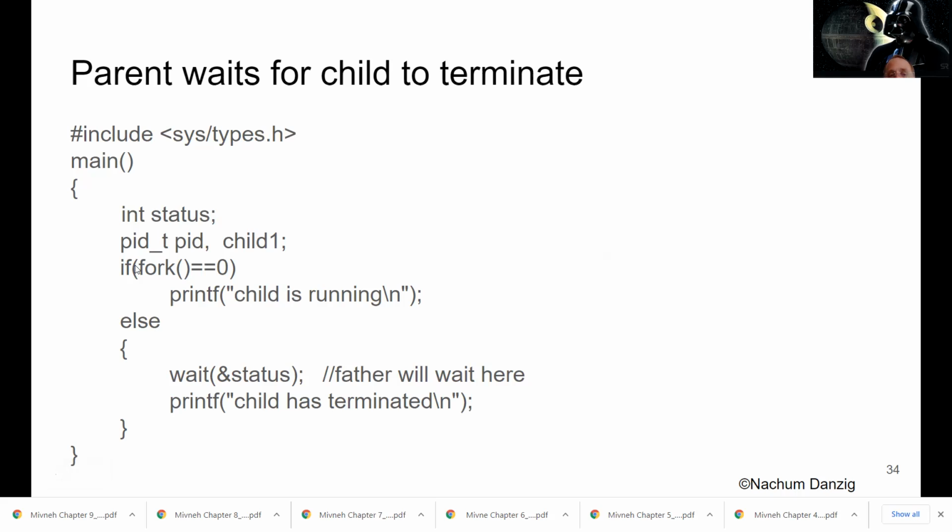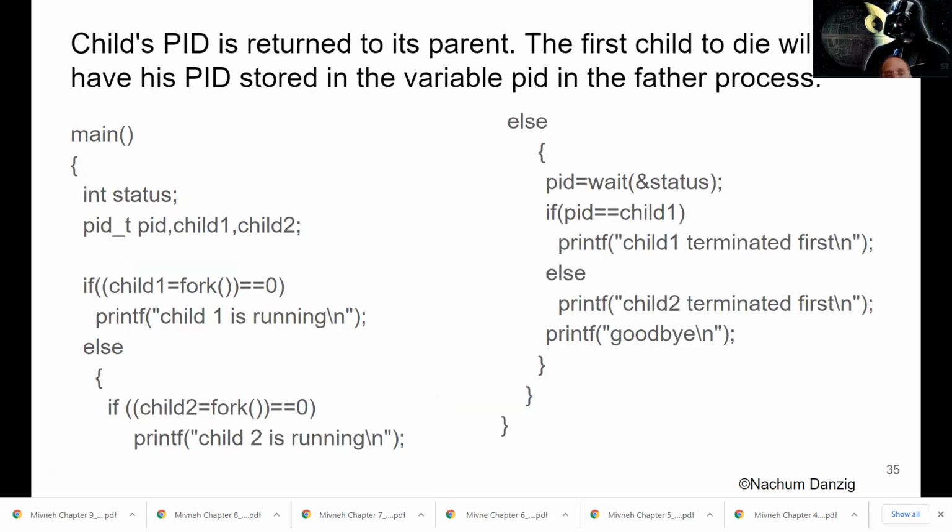Since when I did this fork over here, the father got the PID of the child, I can store it and then do waitpid. This function will have two parameters. The first one being the PID that I want to wait for. So I can wait for a particular child if I have many. If I had several children, I could do several waits, and each one would wait until one more child died.